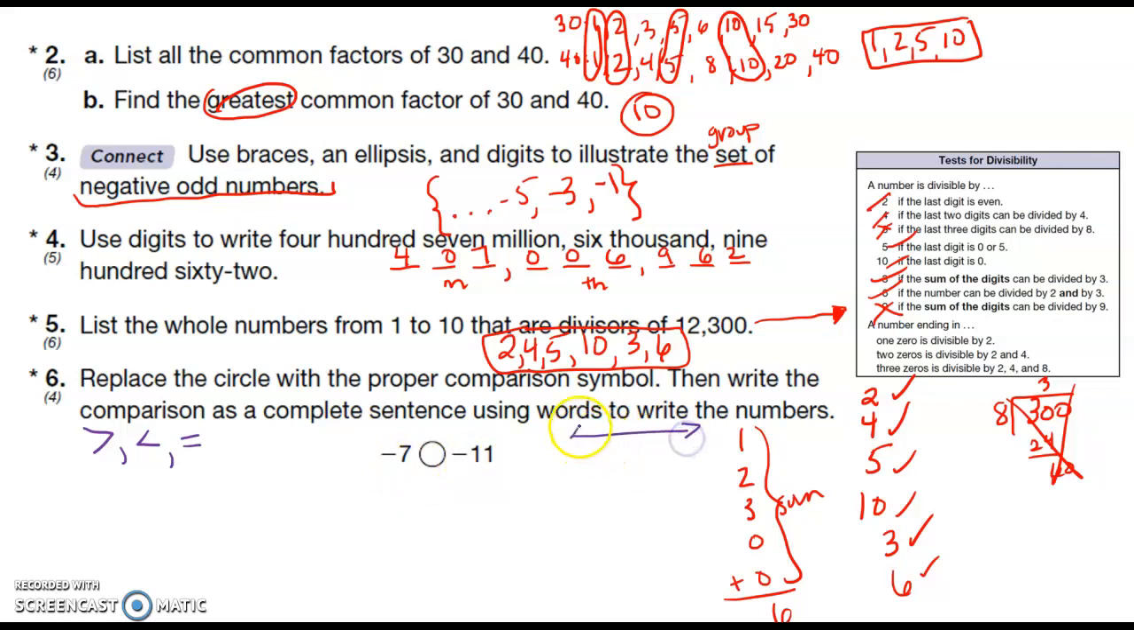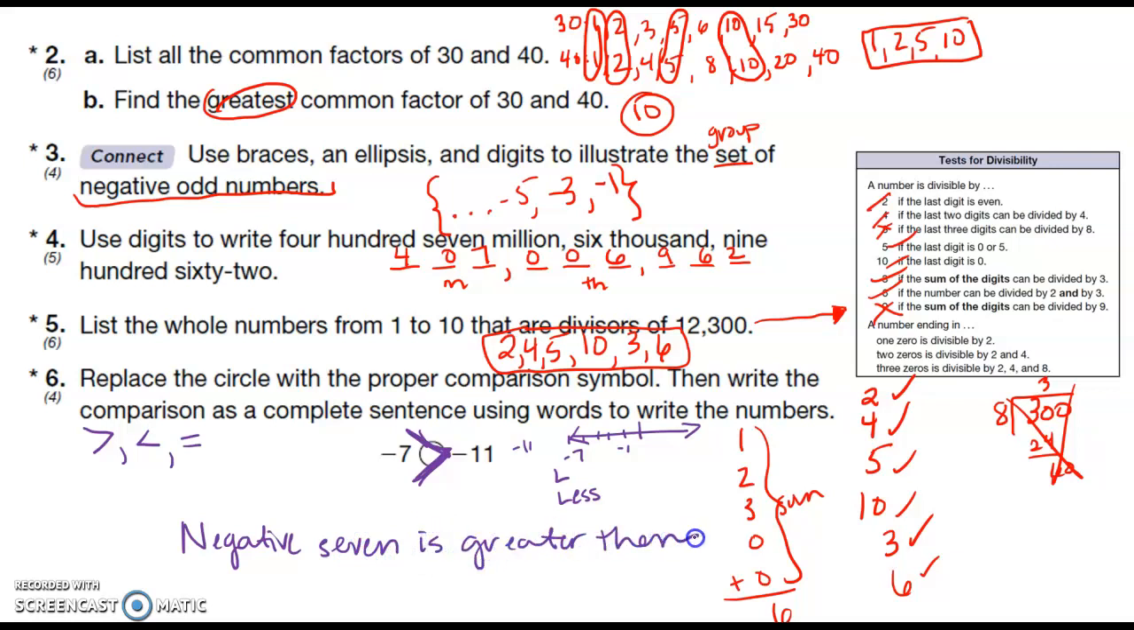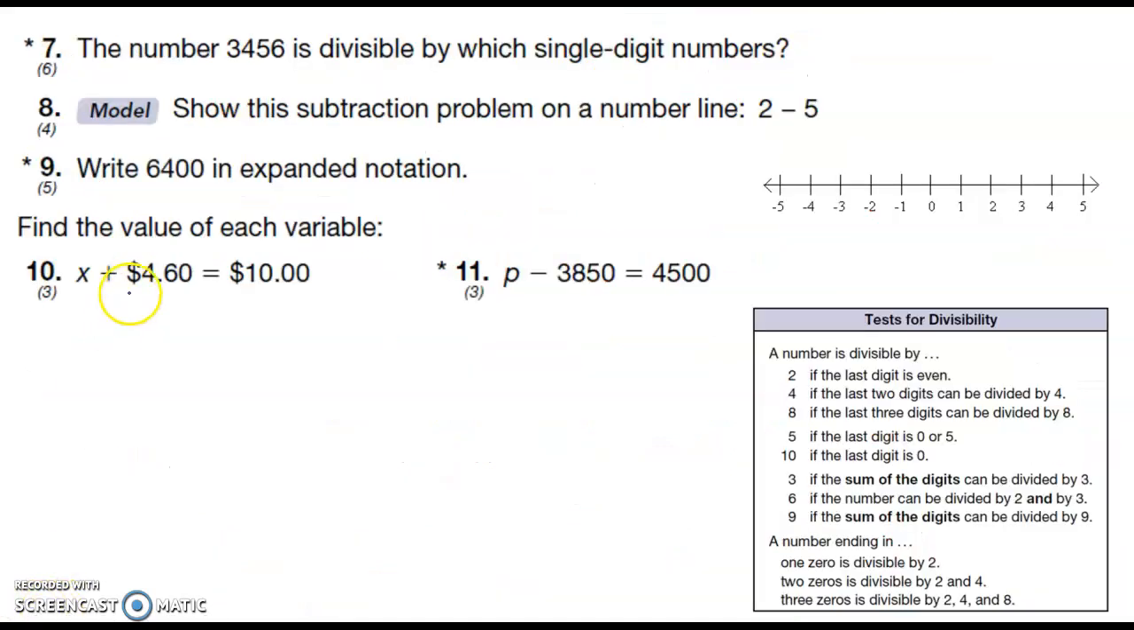And I know that on the number line, the further left it is, the less it is, right? So I have -1, 2, 3, 4, 5. So -7 is going to be here, and -11 is going to be over here. So -11 is less than -7. So our monster is going to eat the -7. And to write it out, it would be -7 is greater than -11, if I can spell 11 right. Okay, let's see what else we got.